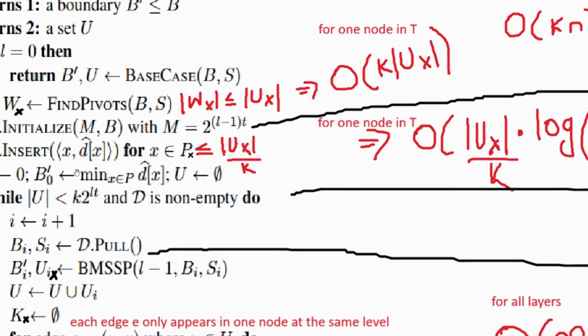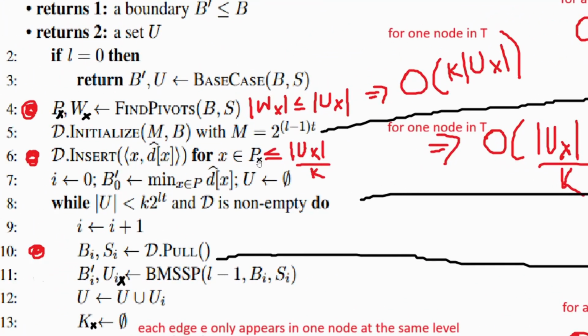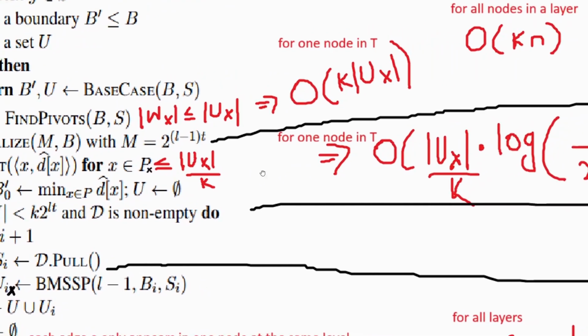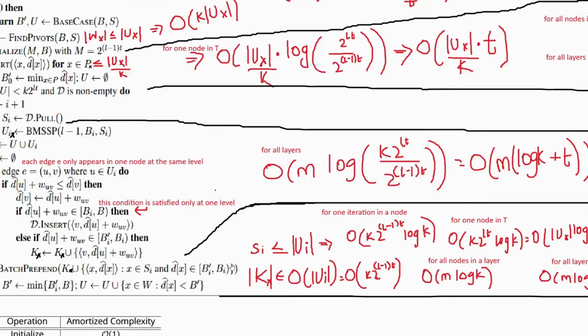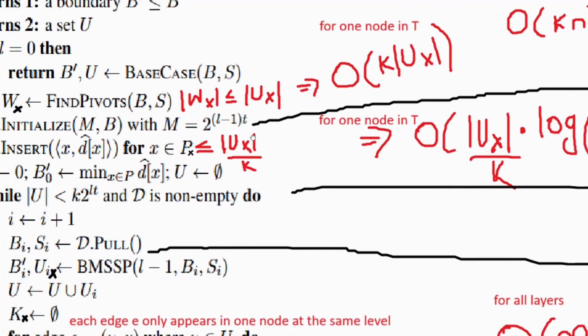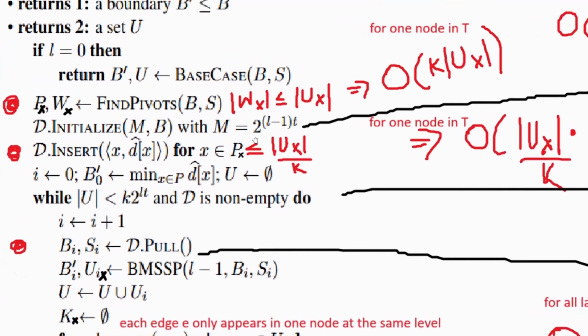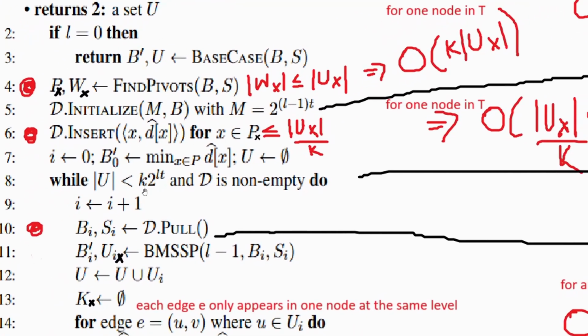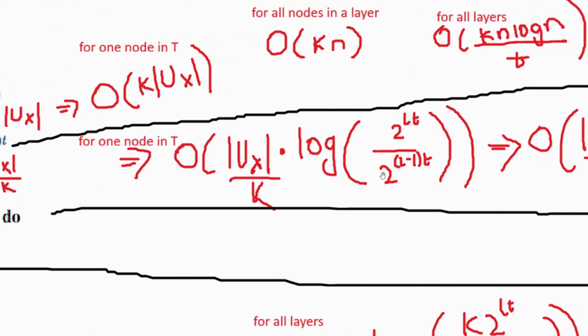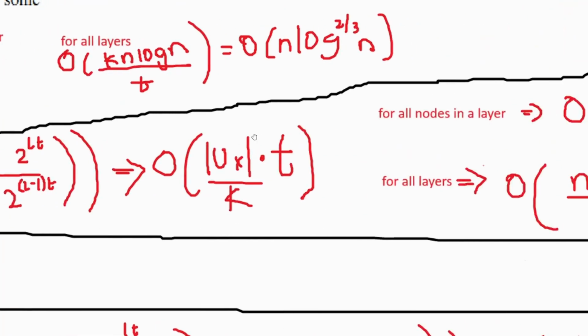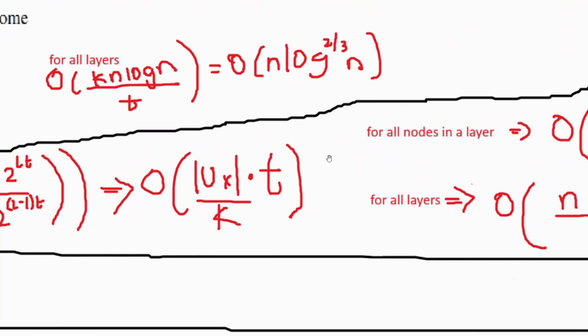We can look into the insert call, which is adding pivots into the data structure, and the size of pivots can be at most the size of U_x over k, where U_x is once again the size of the set of nodes discovered by the function call. For one node, the complexity for insertion is log of N over M, where N is U_x over k and M is 2 raised to (l minus 1)t. Remember U_x is k times 2 raised to lt, where k and k cancel out, so it turns out to be log of 2 raised to lt over 2 raised to (l minus 1)t, and you can work this out to be U_x over k times t.